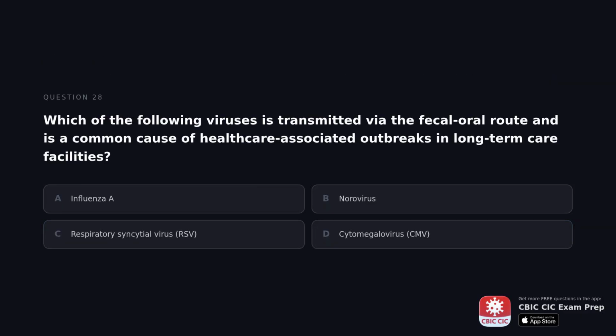Which of the following viruses is transmitted via the fecal-oral route and is a common cause of healthcare-associated outbreaks in long-term care facilities? A. Influenza A. B. Norovirus. C. Respiratory syncytial virus, RSV. D. Cytomegalovirus, CMV.